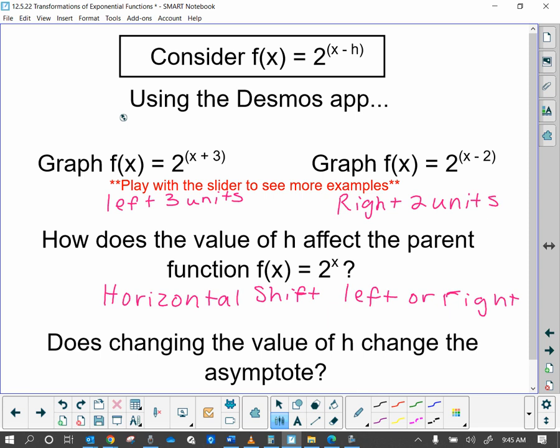So question, does changing the value of h, if you shift it left or right, does that change the asymptote? No.